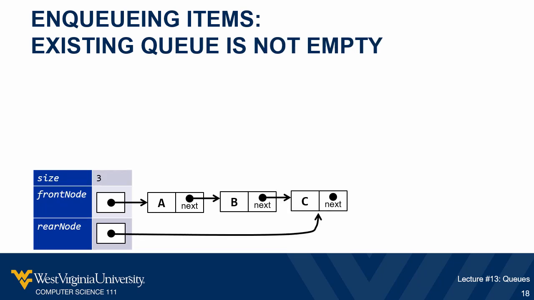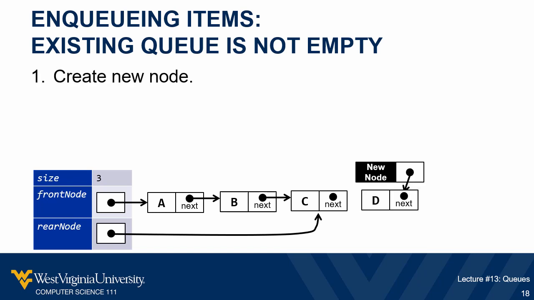Things are a little bit more complicated when the existing queue has things in it. So in this example, we have 3 nodes, A, B, and C, that contain items that are stored in our queue. I'm going to go ahead and add another node to store a new value. So let's see how this works. We'll go ahead and create our new node. That's going to be D here.